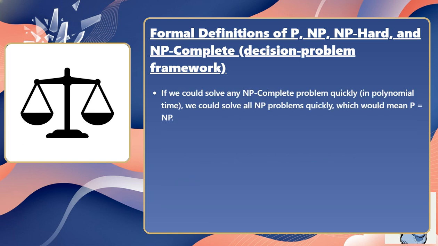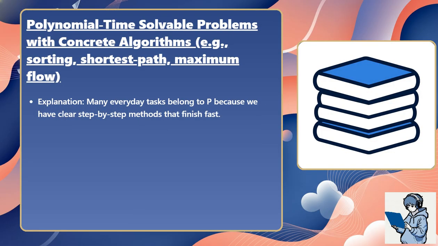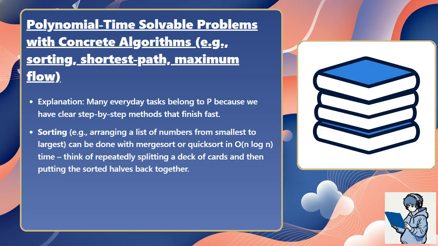If we could solve any NP-complete problem quickly, in polynomial time, we could solve all NP problems quickly, which would mean P equals NP. Explanation: many everyday tasks belong to P because we have clear step-by-step methods that finish fast. Sorting, for example arranging a list of numbers from smallest to largest, can be done with merge-sort or quicksort in big O of n log n time.